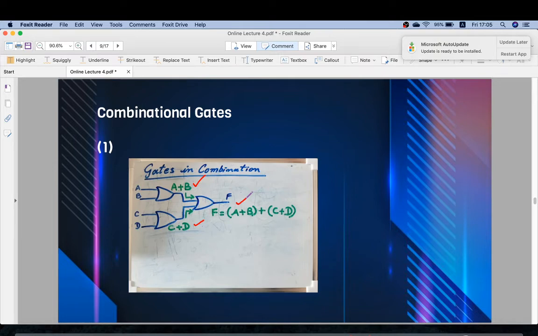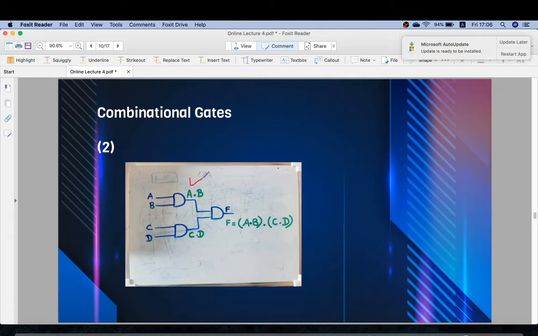Let's start from the first one, with inputs A and B. A and B are given as input to the OR gate, and the output will be A plus B. C and D are given as input, and the output will be C plus D. Now we want to get the final answer of A plus B plus C plus D, so we will use one more OR gate. The reason for telling you this is that we need to revise the combination of different logic gates, and if we want to add some variables, then we will use an OR gate.